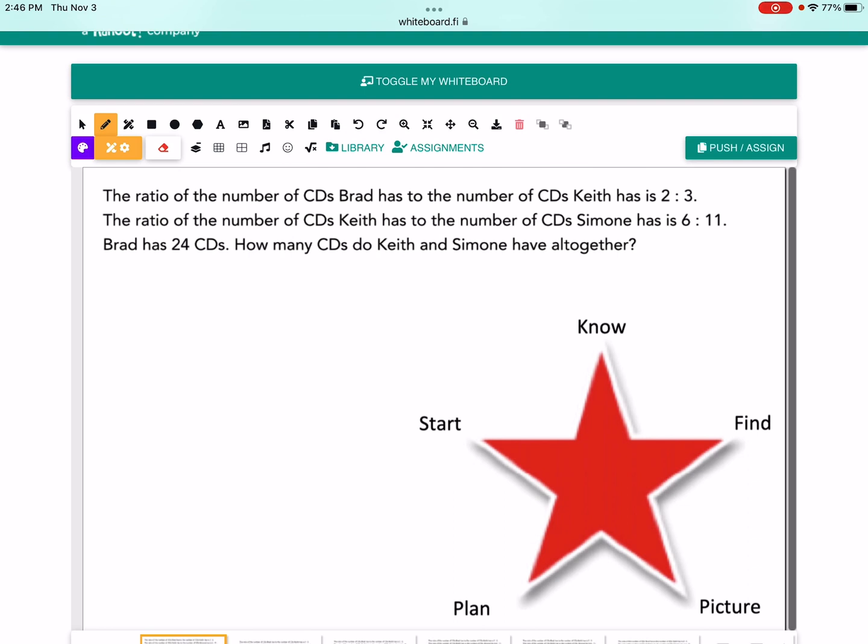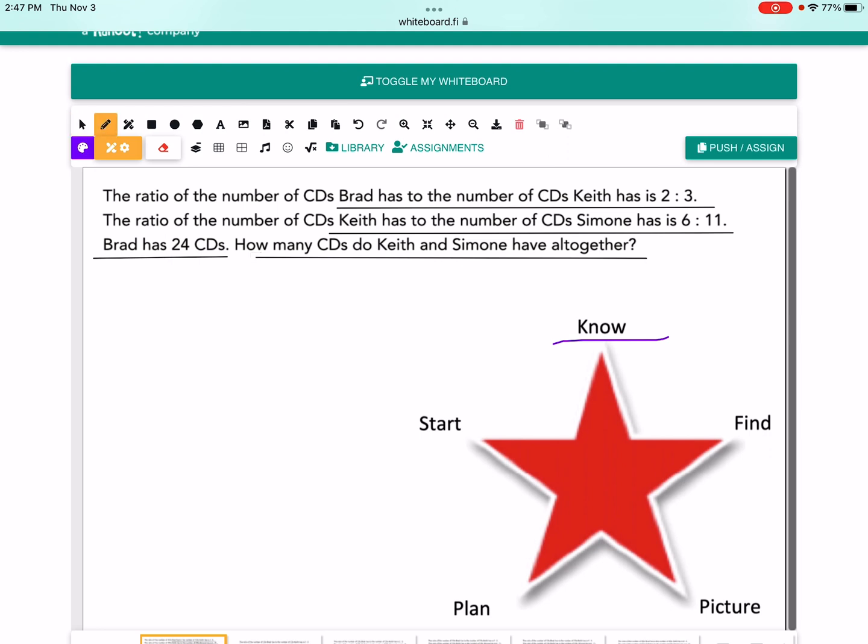Well, the first thing we need to do, based on how I taught you to problem solve, is find out what we know. In order to do that, we're going to draw some lines underneath the information that we have. First, we know that there is a ratio of Brad's CDs to Keith's CDs, and that's 2 to 3. And then there's another ratio of Keith's CDs to Simone's CDs, and that's 6 to 11. And then the last piece of information the problem gives us is that Brad has 24 CDs. And finally, we're asked a question: how many CDs do Keith and Simone have altogether?